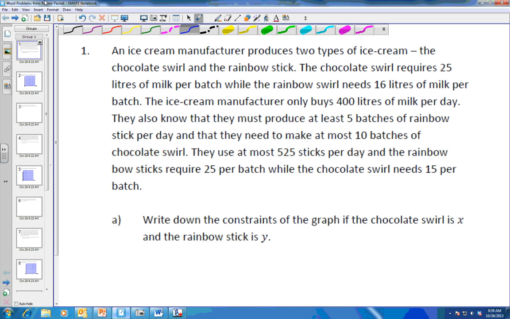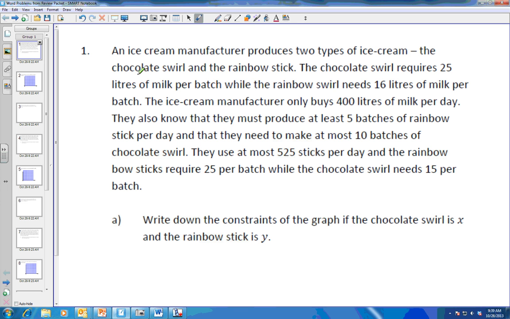Okay, this is number 1 from your word problems from your review packet. And we're just going to read through the problem. And as we read through the problem, I'm going to highlight any information that I think we might need. Okay, and I want you to underline it as we do this.